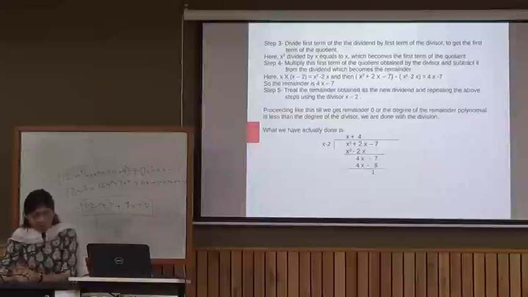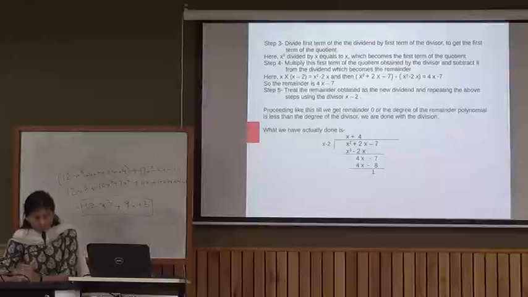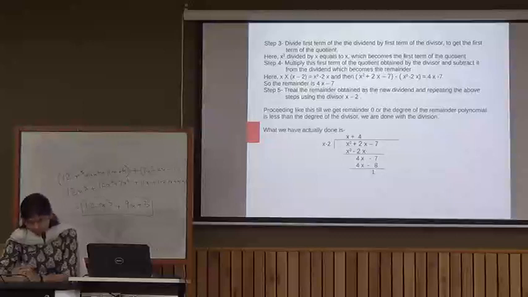Divide the first term of the dividend by the first term of the divisor to get the first term of the quotient. Here, the first term of the dividend is x squared and we divide it by x, which is the first term of the divisor. Therefore, the result is x, which becomes the first term of the quotient. Now, step 4 is that we multiply this first term of the quotient obtained by the divisor, that is x minus 2 here, and subtract it from the dividend, which becomes the remainder, henceforth.